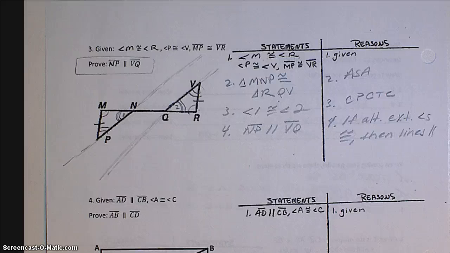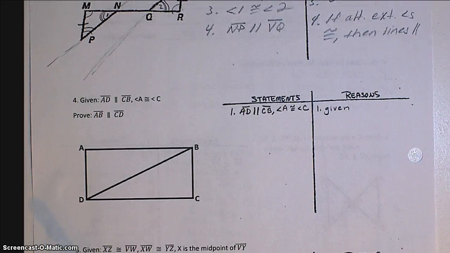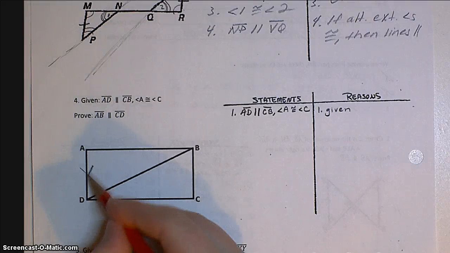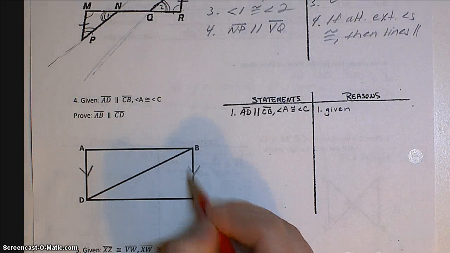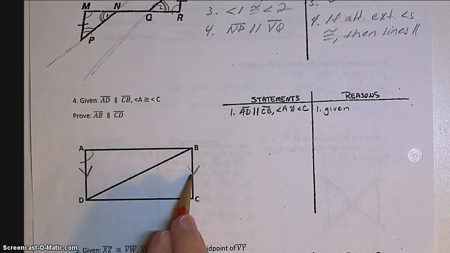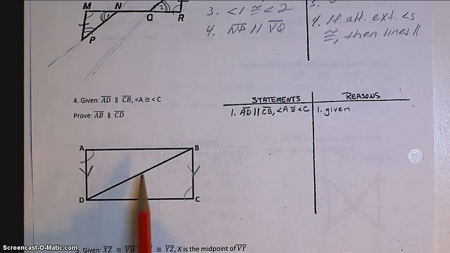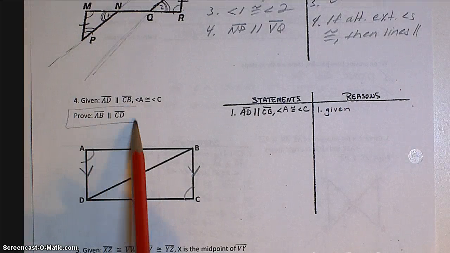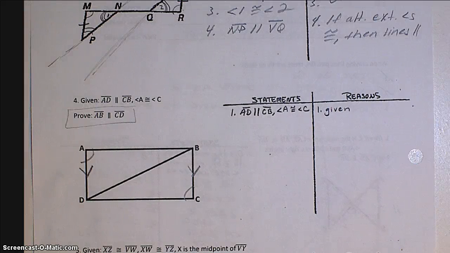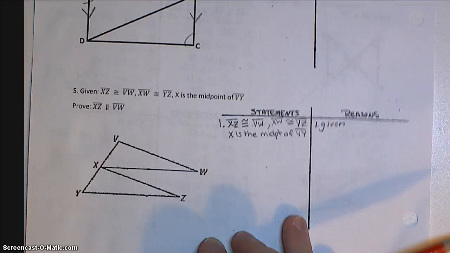See if you can get example number 4. This one gives you parallel lines and a set of congruent angles. So when you know these lines are parallel, that will help you figure out some other information that will help you decide how to prove these lines are parallel. Okay? Jumping down to number 5.